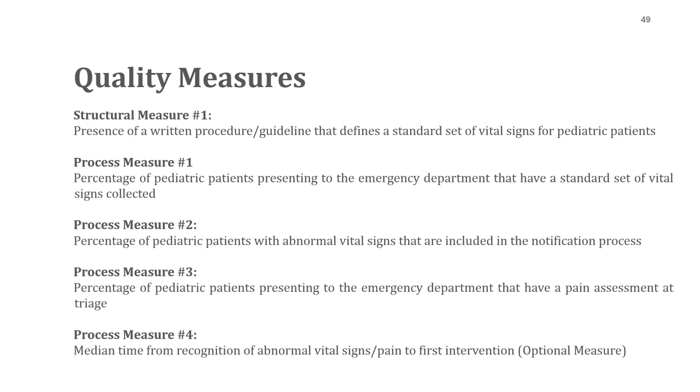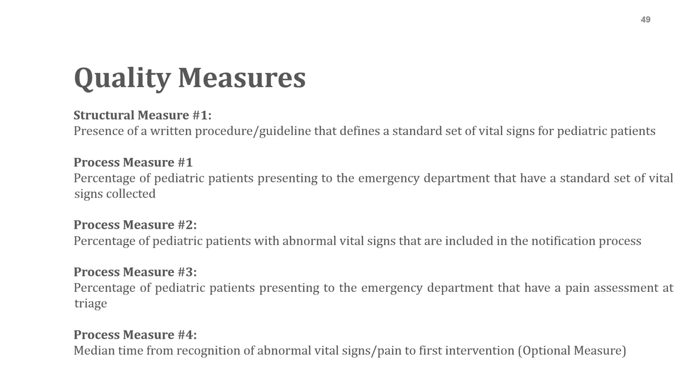The structural measure number one is quite simple. Does your hospital have a written procedure or guideline that defines a standard set of vital signs for pediatric patients? The process measure number one is the percentage of pediatric patients presenting to the ED that have a standard set of vitals collected. Your second process measure is the percentage of pediatric patients with abnormal vital signs that are included in the notification process. Then process measure 3 is about the percentage of pediatric patients that have a pain assessment at triage. So we're particularly looking at one element of that vital sign standard.